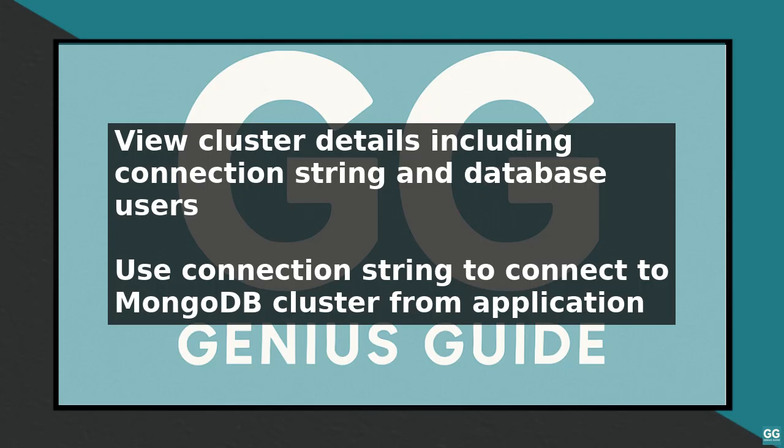To connect to your MongoDB cluster from the command line, use the Mongo shell command with the connection string provided on the Database Details page. Replace the username, password, and hostname with the values from your connection string.